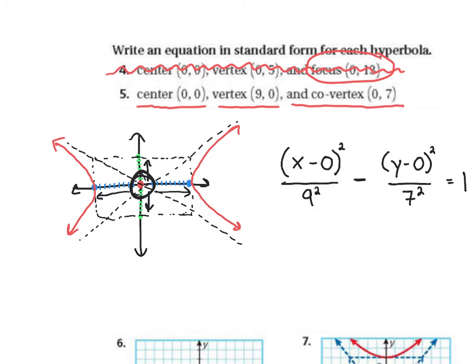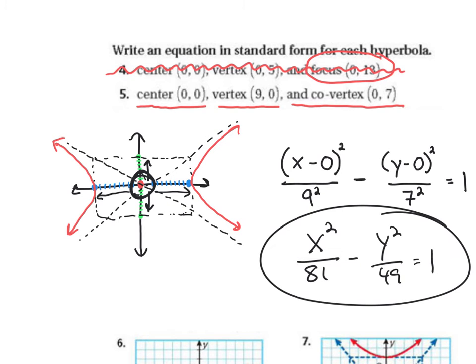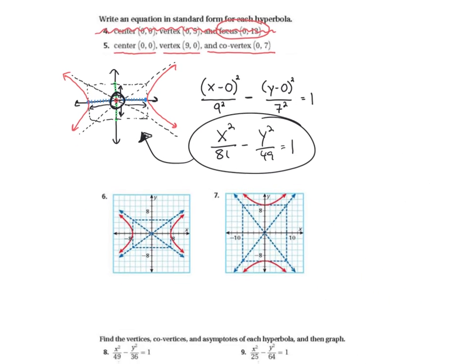So at the end of the day, let's make this look nice and simplified. x squared over 81 minus y squared over 49 equals 1. That would give us this graph here, right? So very much like an ellipse, we're going to keep that idea going, okay?